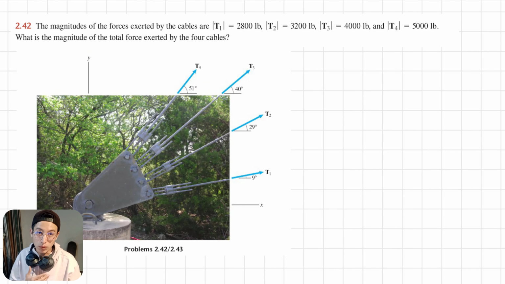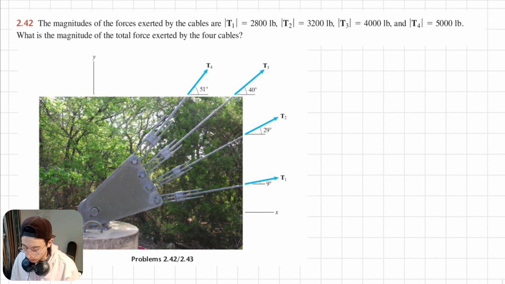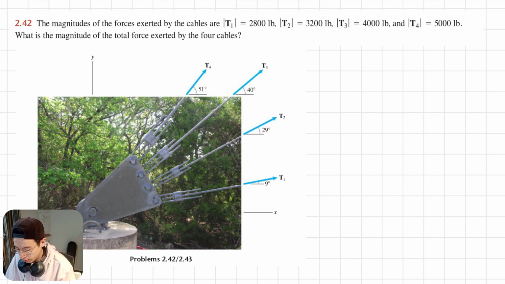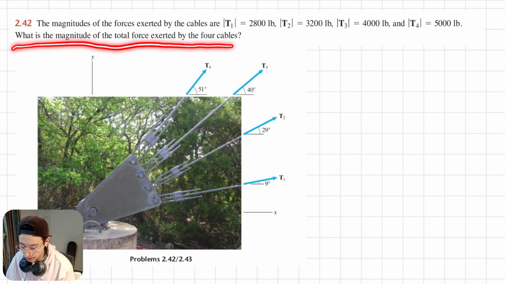We will solve the following exercise. Exercise number 2.42. The magnitudes of the forces exerted by the cables are T1 equals 2,800 pounds, T2 equals 3,200 pounds, T3 equals 4,000 pounds, and T4 equals 5,000 pounds. What is the magnitude of the total force exerted by the four cables?